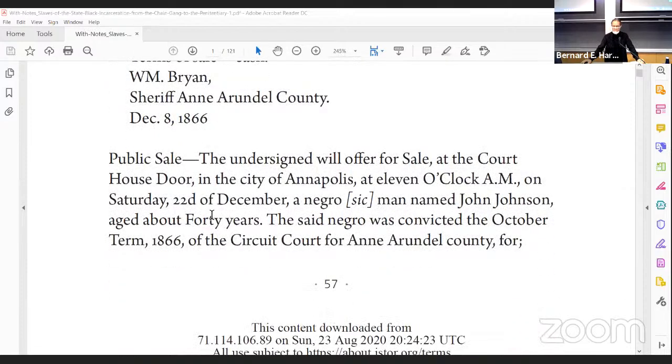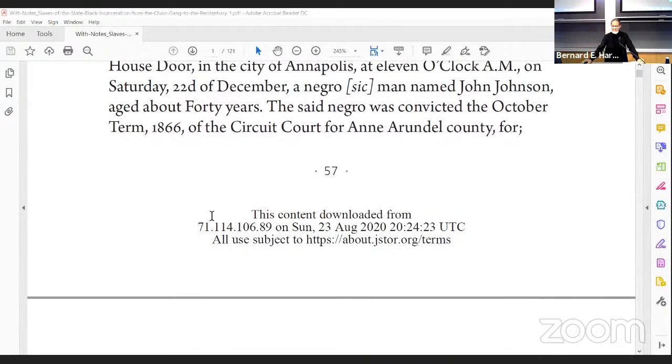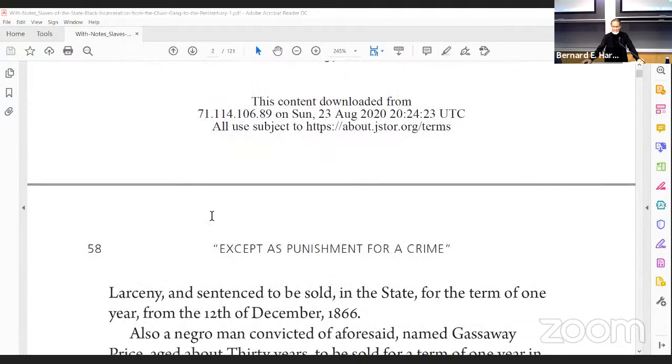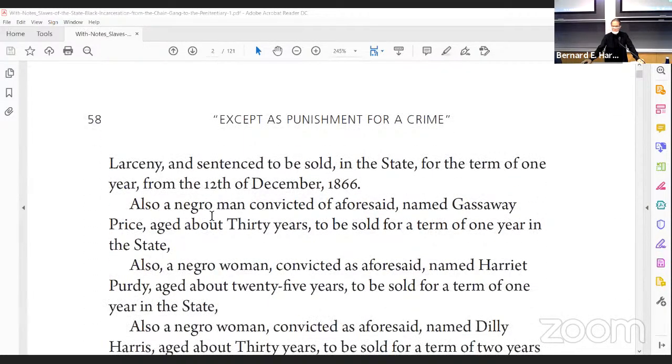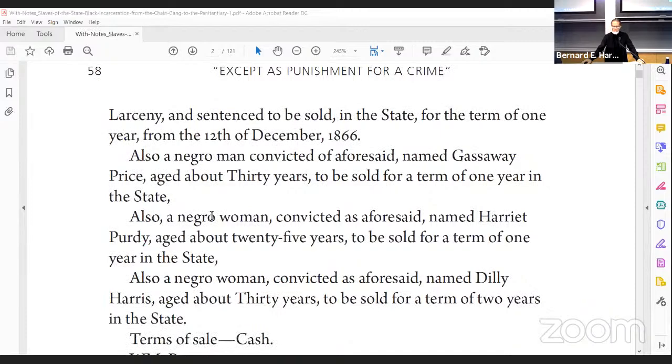Public sale, undersigned officer, again, convicted for larceny, sentenced to be sold. Another Negro man convicted, sold for a term of 1 year in the state. Negro woman sold for a term of 1 year in the state for conviction.